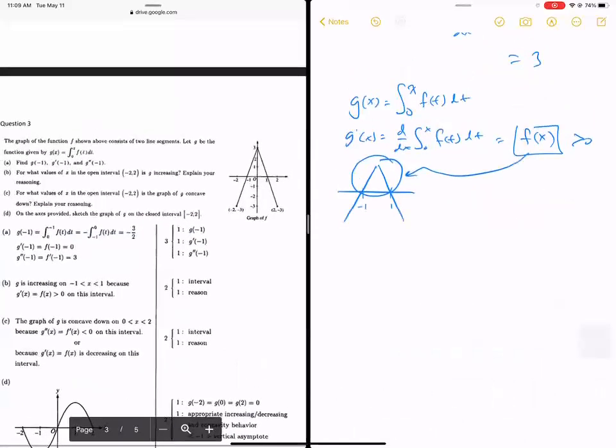Let's look at the second part. So f is increasing. g is increasing between -1 and 1, okay? Between -1 and 1 because g prime of x is greater than 0. Okay?